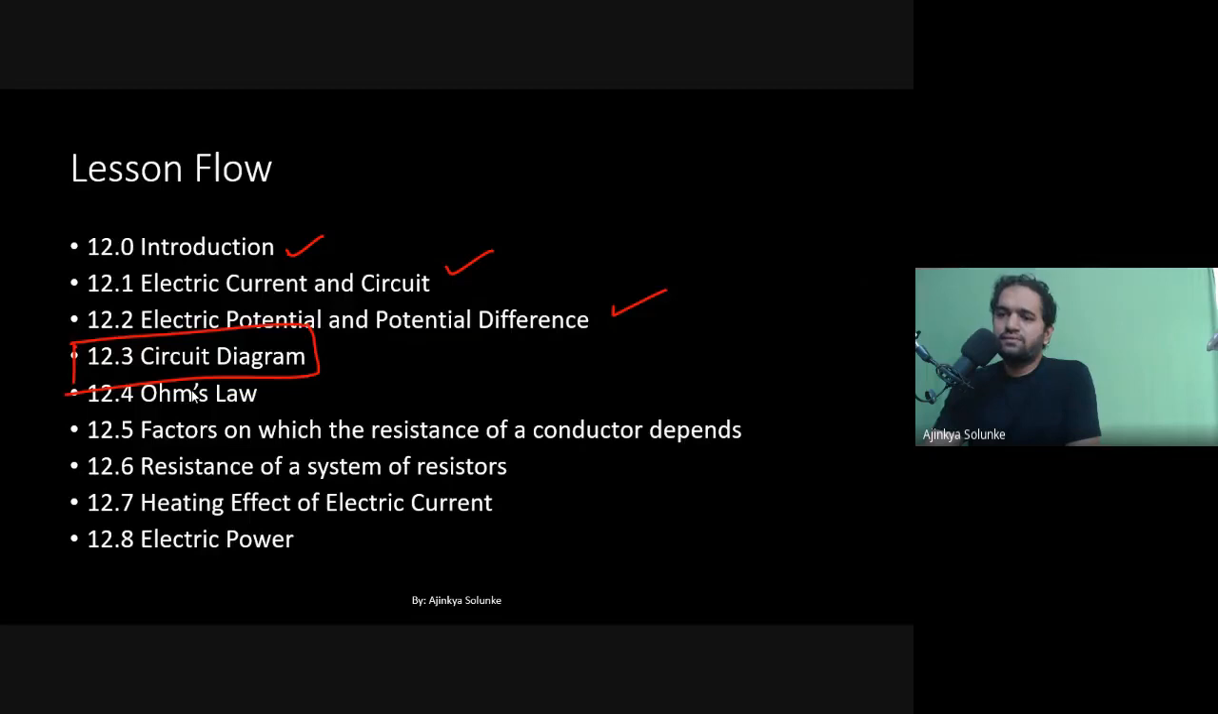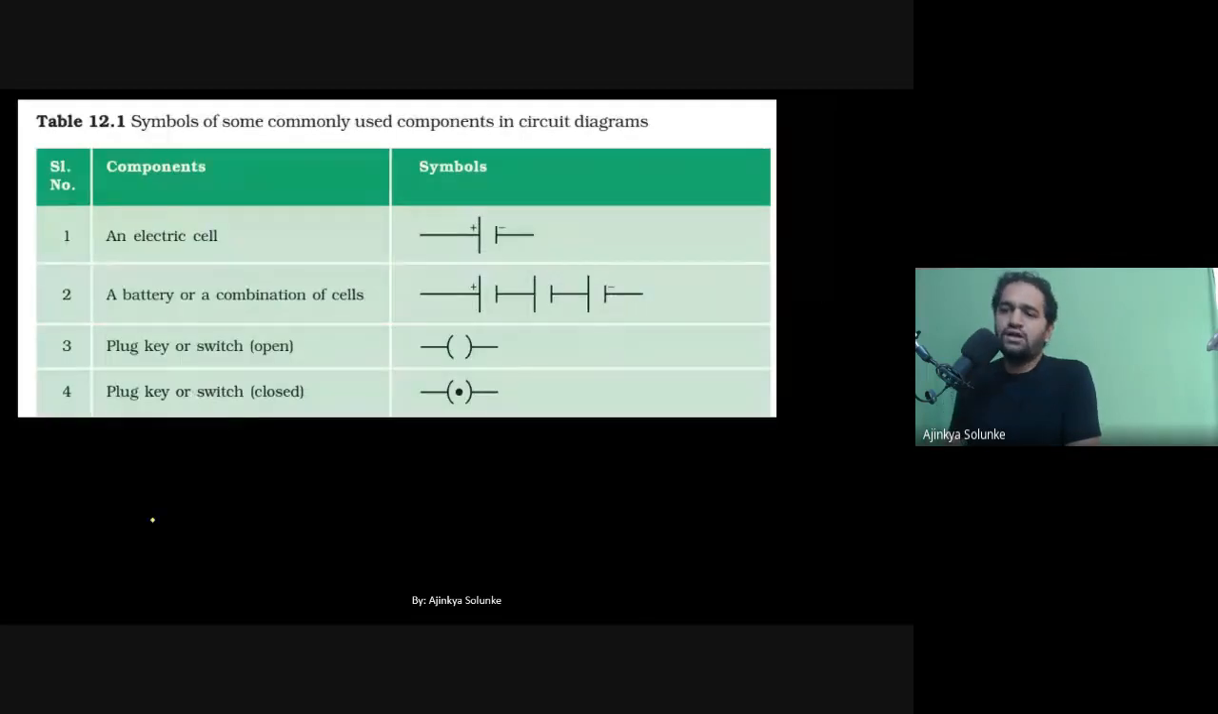Okay, moving on. The first symbol we are going to see is for a cell, a normal cell. The symbol for a cell is something like this. You draw a longer line and a shorter line, and connect these. This is your plus and minus. The plus has to be given to the longer side and the minus to the shorter side.